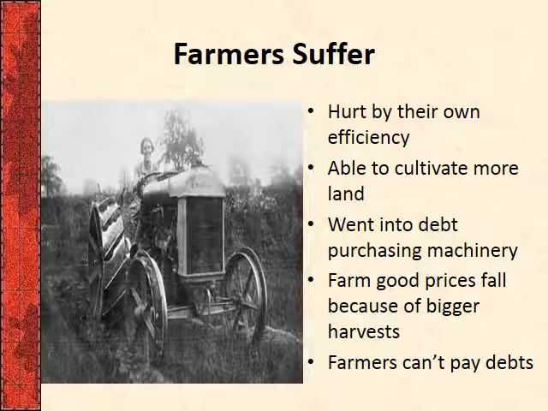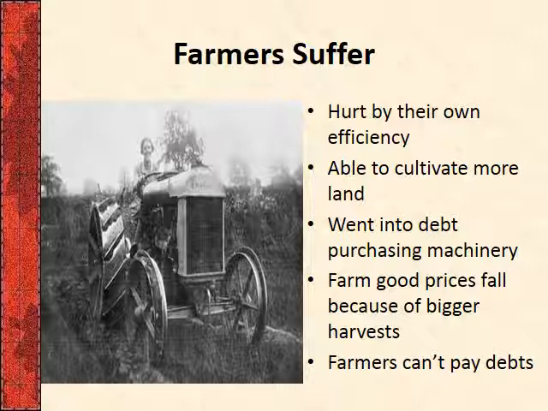The group that is not successful during this time period are the farmers. In fact, in reality, the Great Depression starts with farmers, and it starts several years before 1929 when it hits the stock market. And it's basically the farmers' own fault. They were hurt by their own efficiency. They were making so much money during World War One feeding the war that commodity prices were so high that they purchased all these new tractors, new harvesting and seed equipment, and purchased more land.